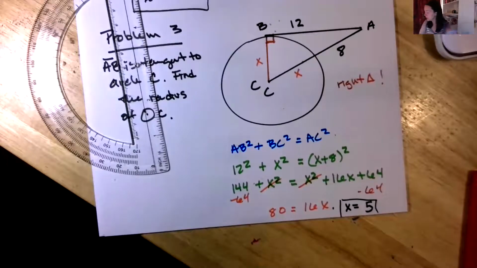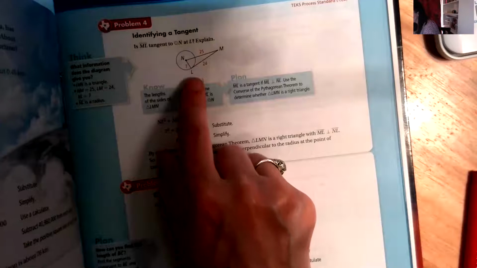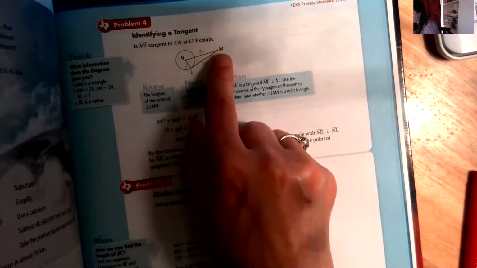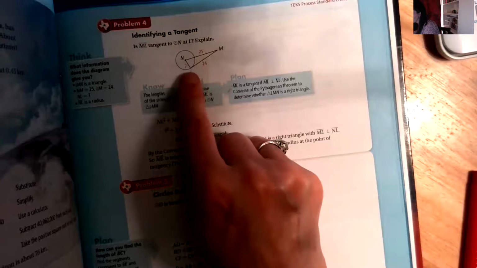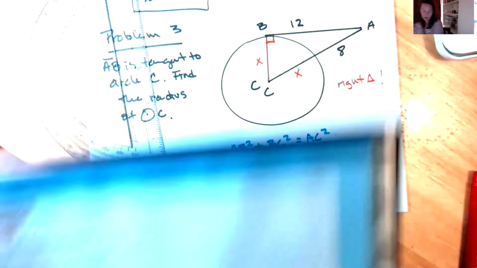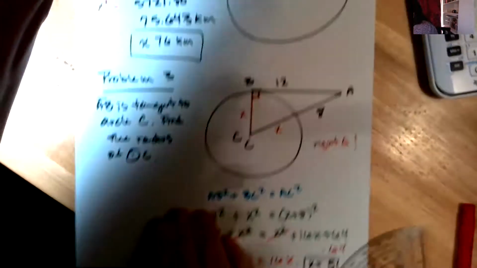Okay, next problem. Is ML tangent to N at L, and explain why. So we're given these values. We're going to make a sketch of this. We have the segment from M to the center is 25. We have a radius of 7, and we have a tangent length of 24. How could we determine if that line was actually a tangent? So we don't know it's a tangent, but it looks like it.